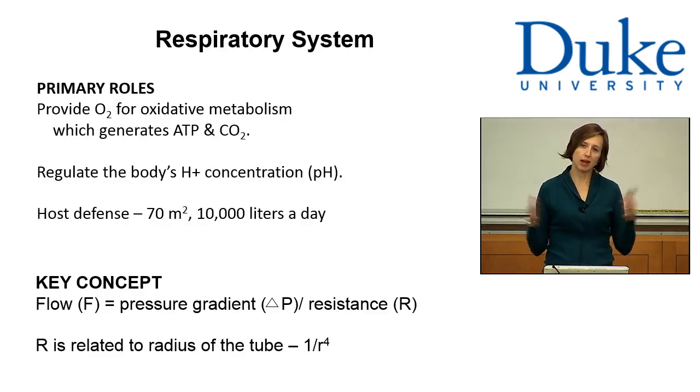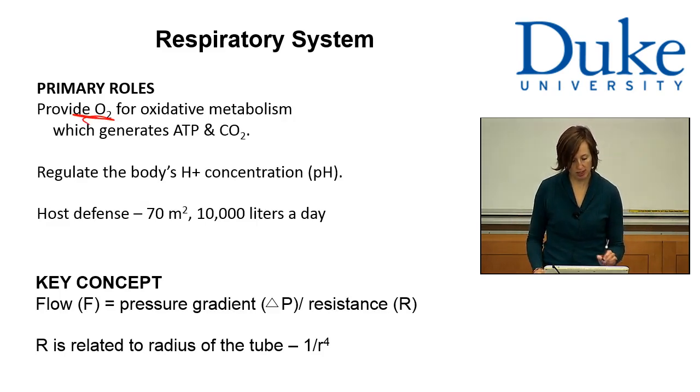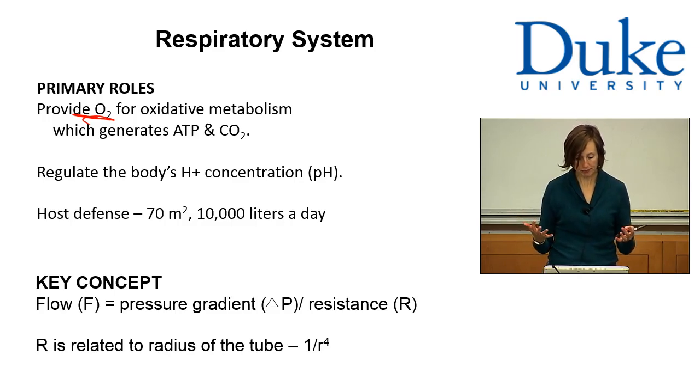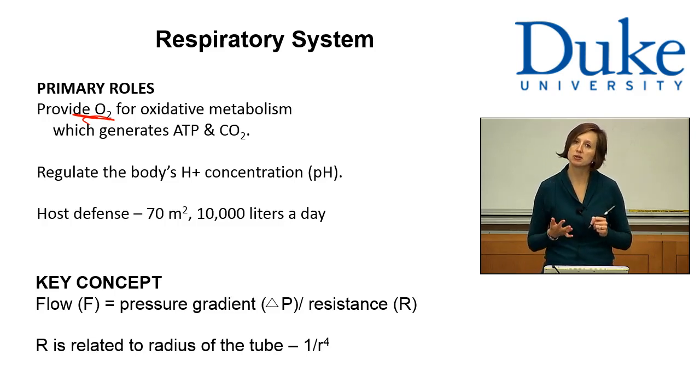Obviously, one of the main roles of the respiratory system is to bring in oxygen so that we can do oxidative metabolism and then to remove the carbon dioxide that we produce. However, we're also going to be talking about the very important role of the respiratory system in regulating our pH.